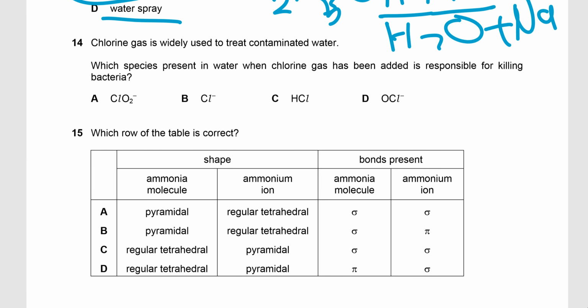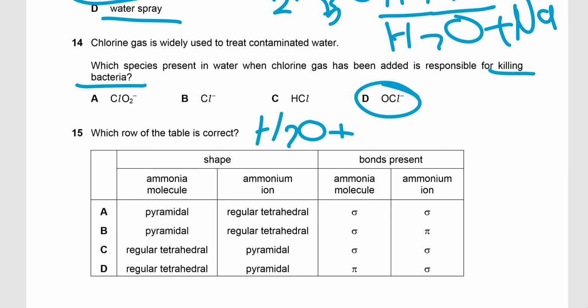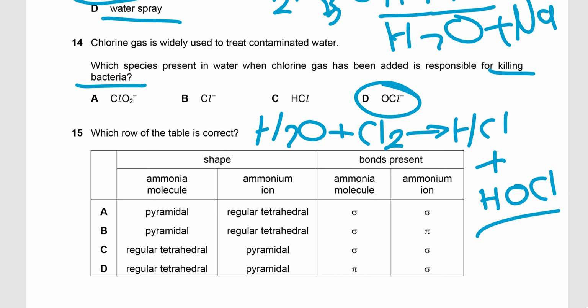Here chlorine gas is widely used to treat contaminated water. Which species present in the water when chlorine gas has been added is responsible for killing bacteria? Actually nowadays most people are trying to prepare their solution to kill bacteria and also coronavirus. So they are mixing chlorine gas with H2O, because H2O plus chlorine, this should be in cold conditions. Just add them, and you will form HCl plus HOCl, hypochlorous acid.